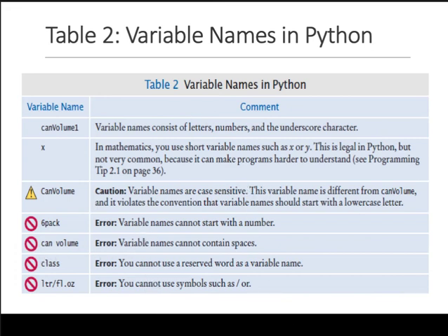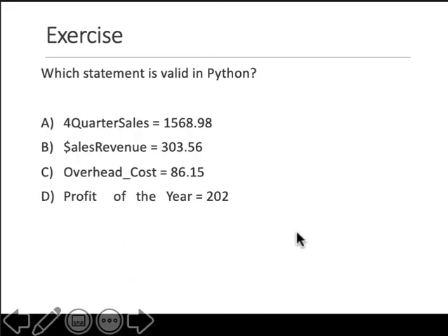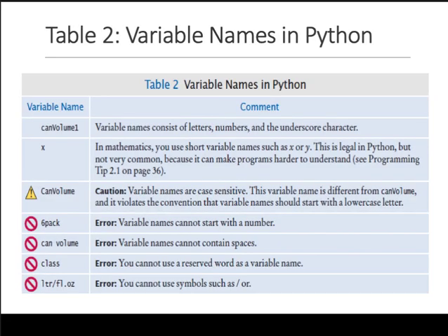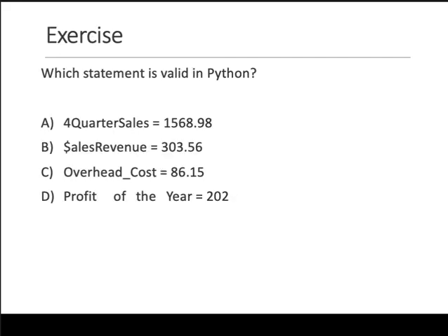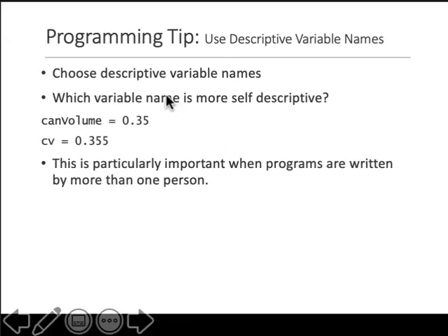So read this and then do this exercise. Which one is valid, which one is not? Consult this table and make sure you get this, right? In this case, I'll tell you the answer. Only C works. All the other 3 do not. Why? Consult this table and understand that. Okay. Then, like I said earlier, a tip is to use descriptive names so you can understand your code better when you come to read it later in life, later in a day, later in a week, month, whatever.